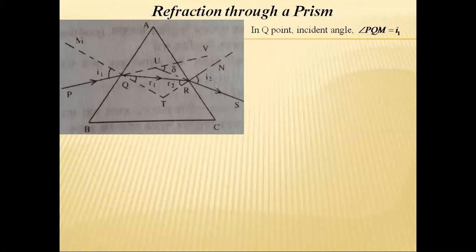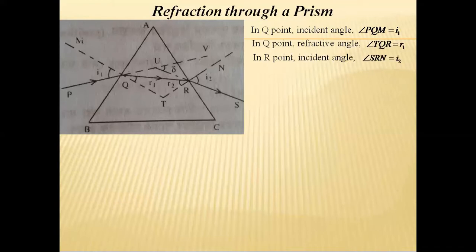For the point of incidence Q, we already discussed that PQM is I1, and the refractive angle TQR is equal to R1. At R, the point of incidence, we write that SRN is equal to I2, and the refractive angle TRQ is equal to R2. We know that the exterior angle is equal to the sum of the interior angles.